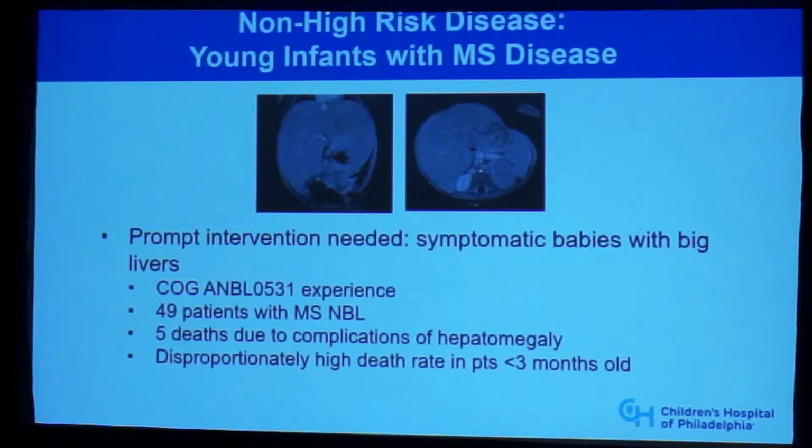So in the COG ANBL 0531 trial led by Claire Twist, there were a number of these babies enrolled, and fairly quickly, Claire and her colleagues learned that these patients need attention and they need it quickly. So there were 49 patients like this on that clinical trial, and 5 of them died due to complications of hepatomegaly, which I think was a little unexpected for reasons that I can talk about in another context, but pretty impressive. 5 patients who were likely to go on to do quite well, who died very early on.